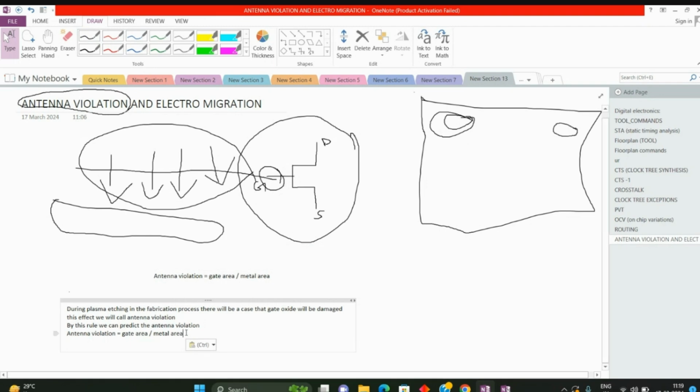With this tool we can predict the antenna violation. So how can we fix that antenna violation? Suppose you need to fix that violation, how can you fix it? Normally, if you see this formula, we can go by the formula. So what is the gate area? We can calculate how long the net is.